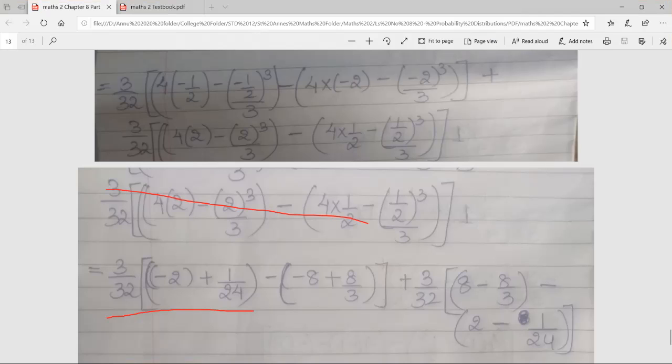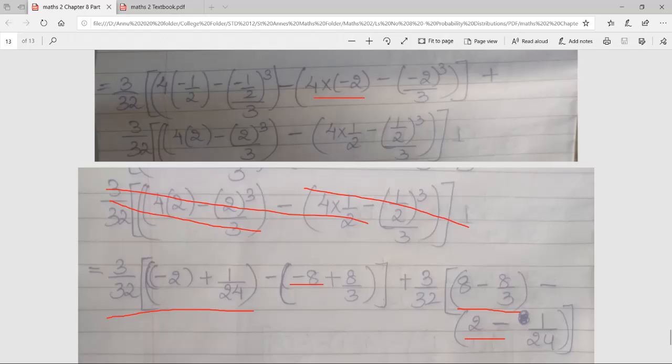Please don't see this step. This is nothing but copy paste of the above step itself, so you can ignore this particular step. So we are here on the first bracket. Similarly, 4 into minus 2 will give you minus 8. Minus 2 cube will give you 8 upon 3. Minus into minus becomes plus. Similarly, 3 upon 32, 4 2s are 8, minus 8 upon 3. This was simple. 4 into half gives you 2, minus 1 upon 8 into 3, again minus 1 upon 24.